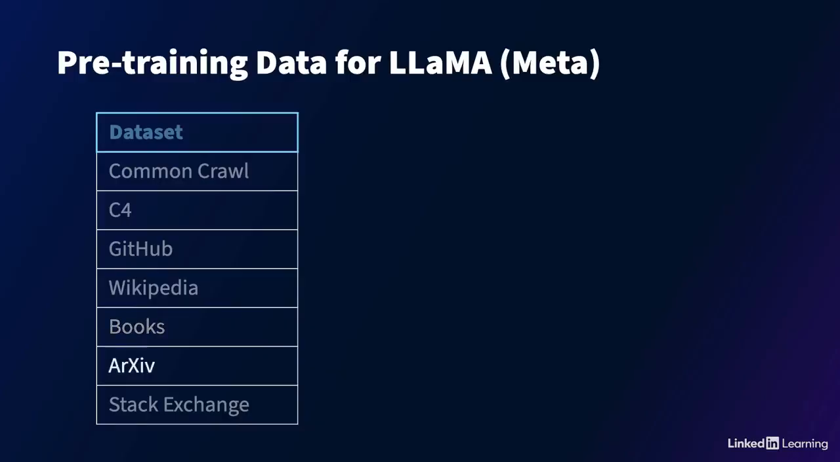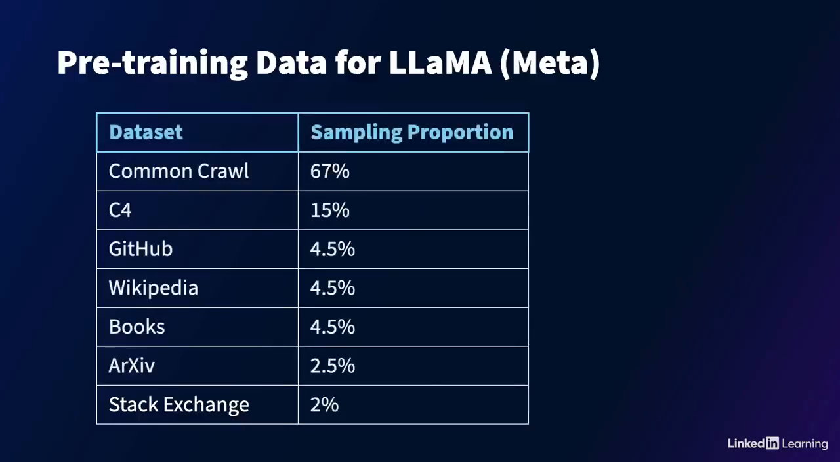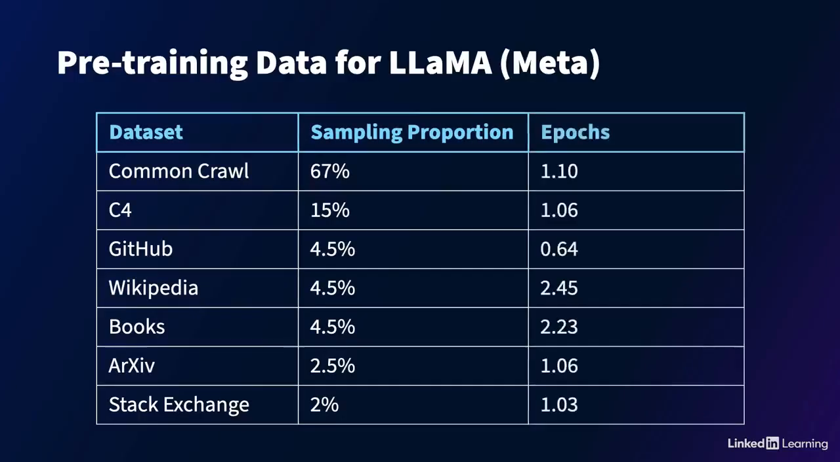Archive are scientific articles and papers, and Stack Exchange is a network of websites with questions and answers across different topics. Now, a proportion of each of these datasets is sampled, given by the different percentages, when training on the data. So the epochs give you an idea of how many times the language model saw this data while training. For example, with the Common Crawl, the language model saw all of the sample data 1.1 times, it saw the C4 sample data 1.06 times, and so on.